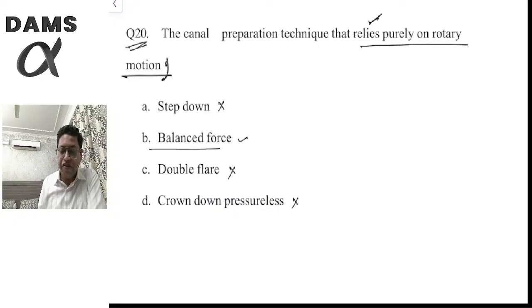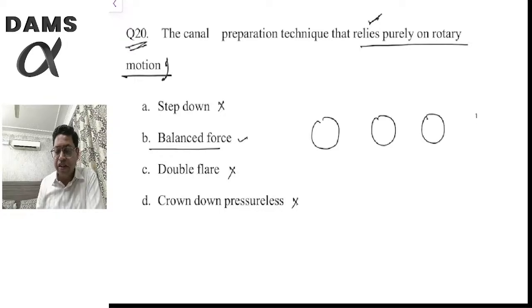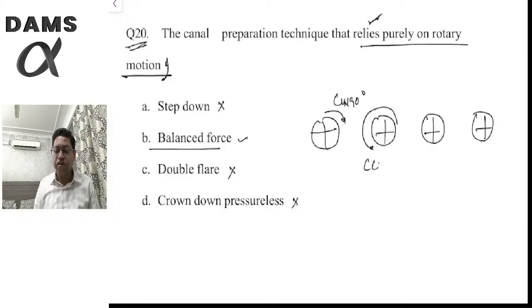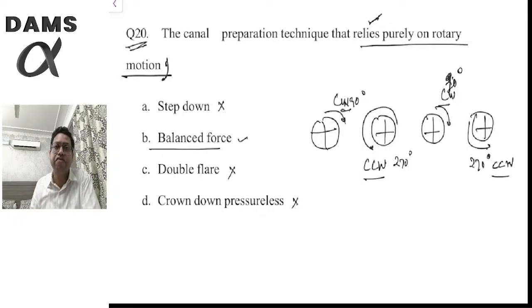In balanced force technique, we know that the root canal is prepared with clockwise and counterclockwise motions only. There is no typical pulling and rasping or filing motion. We insert the file, rotate it clockwise 90 degrees, then counterclockwise 270 degrees, then again clockwise 90 degrees, and then counterclockwise 270 degrees. So there is only rotation of the file clockwise and counterclockwise in the balanced force technique.